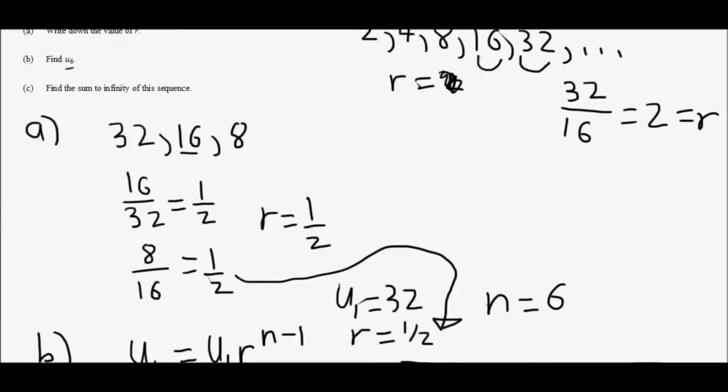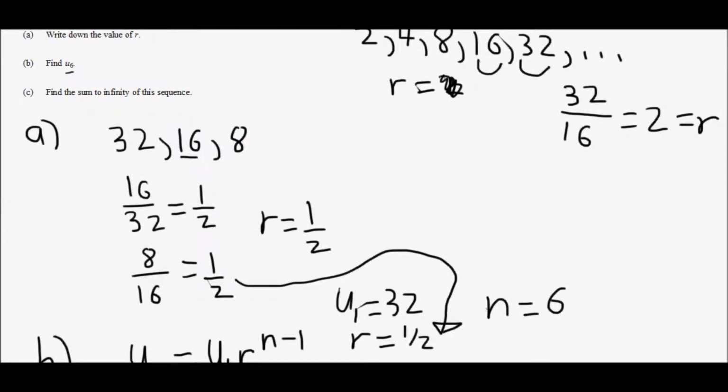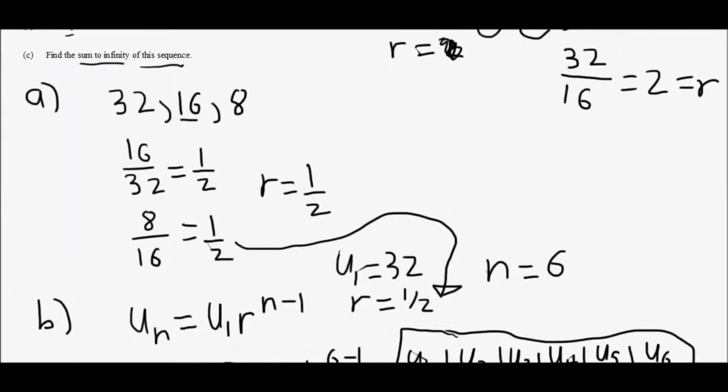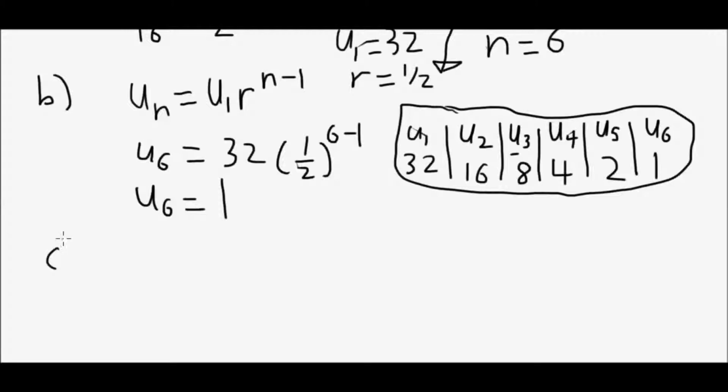Alright, so let's move on to question C. And question C is saying, find the sum to infinity of this sequence. So, what does this mean? Well, let me illustrate for you. So we have a box, and this is going to be an example of an infinite geometric sequence. Now, the next term in this sequence is going to be half the area of the previous box. And likewise, we're going to just continue to get smaller and smaller, and so on.